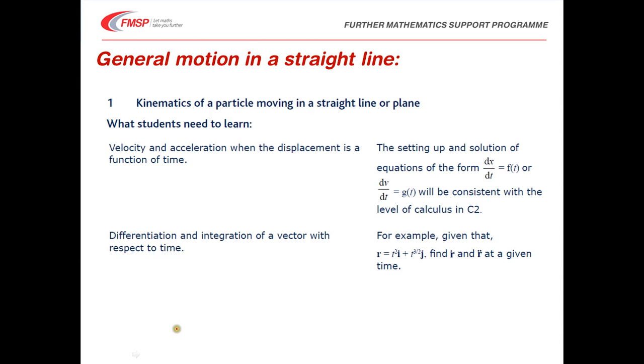Okay, so this is an excerpt from the specification for Edexcel Mechanics 2 and it shows what you need to know for the general motion in a straight line, which in this particular topic is usually referred to as kinematics. So you need to be able to deal with velocity and acceleration when displacement is a function of time. So we're looking here at variable velocity and variable acceleration. Velocity is expressed in the form dx by dt, or a function of t, and acceleration expressed as dv dt, the rate of change of velocity with respect to time, or a function of time, and you will need to use calculus in order to be able to work with those.